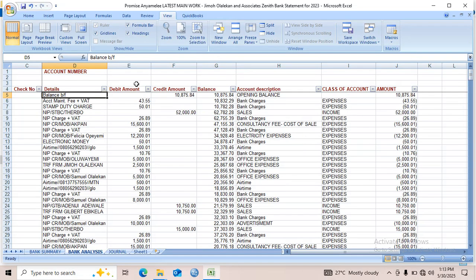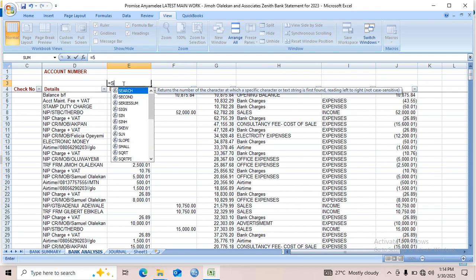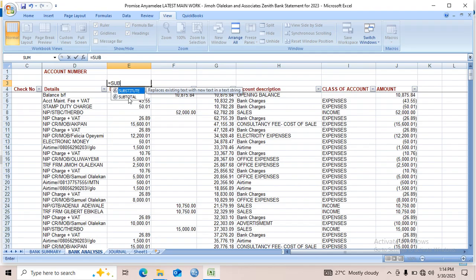After that, I want to put a check to know how much is my total debit amount and how much is my total credit amount. So in order to do that, I will click up here on top of this debit amount and put equals to subtotal. Subtotal, don't use sum. Use subtotal so that in case you filter, it won't be showing you the main amount, it will be showing you the amount of the filter.